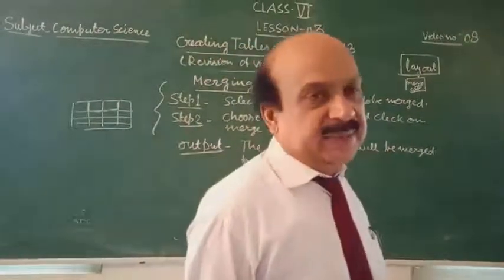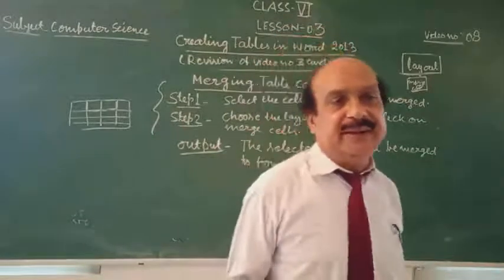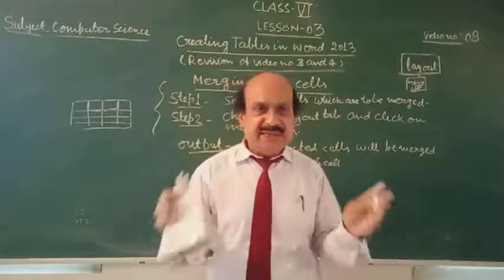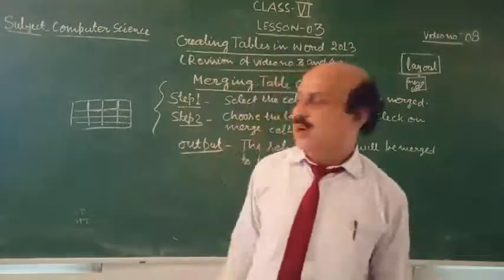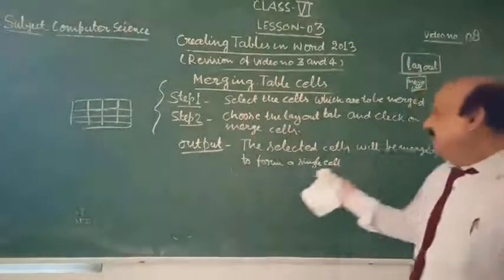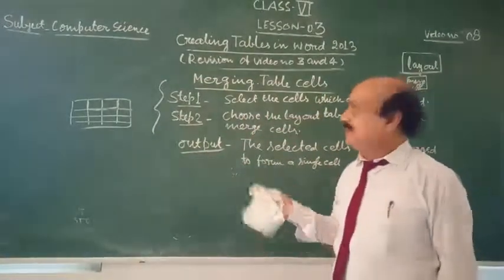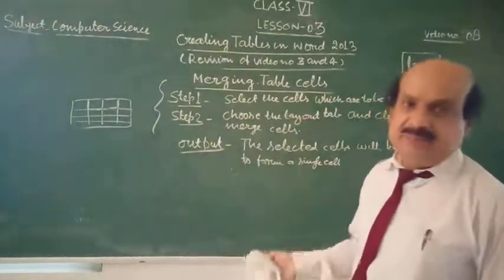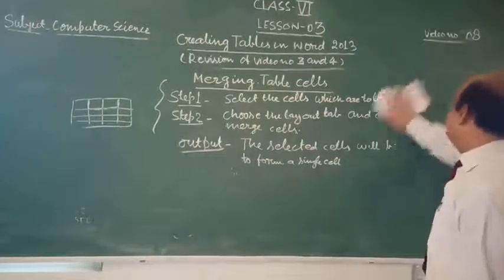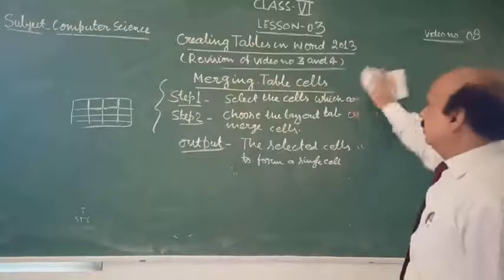Whenever you click the merge cell option, you will find that the data of the cells you have selected is going to be merged in a single cell, and that will display on the screen. That is the output. The selected cells will merge to form a single cell. This is the way we can merge two cells. So I hope the merging of two cells is clear now.